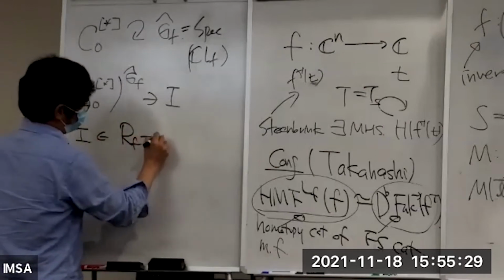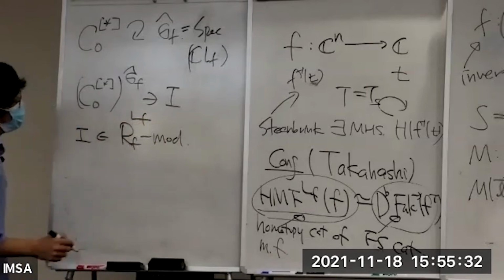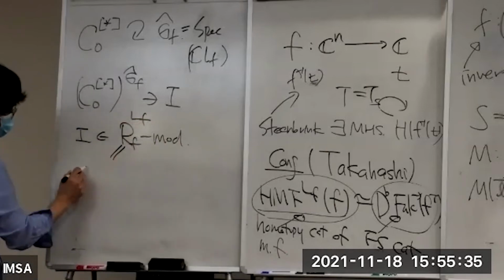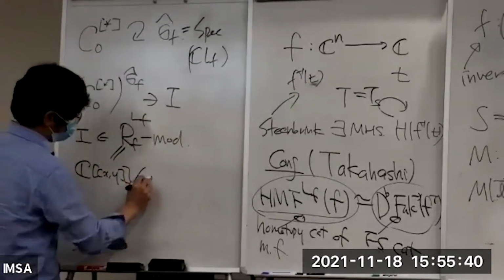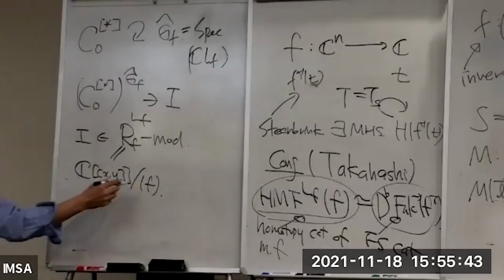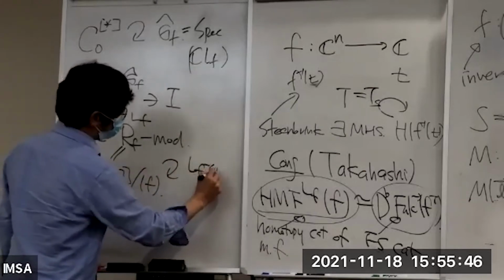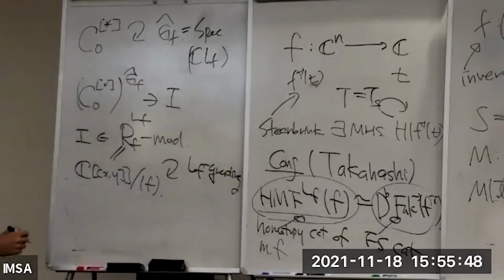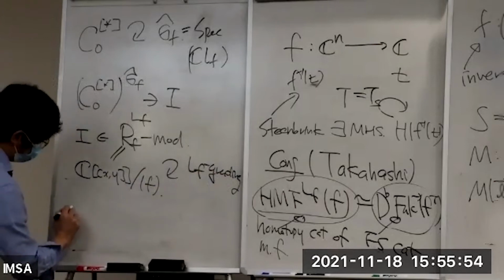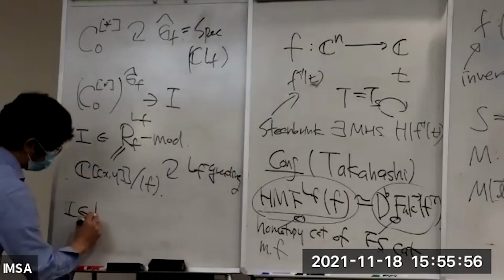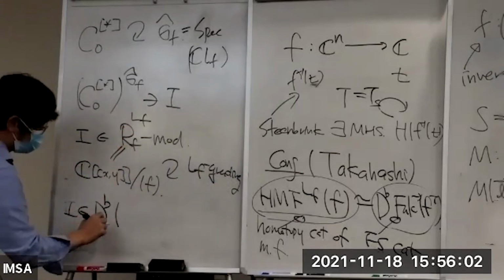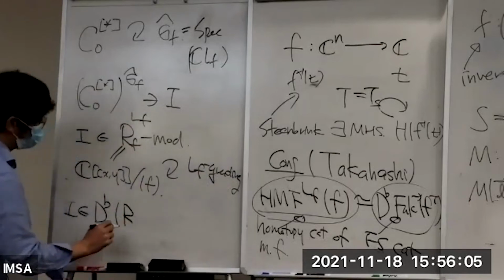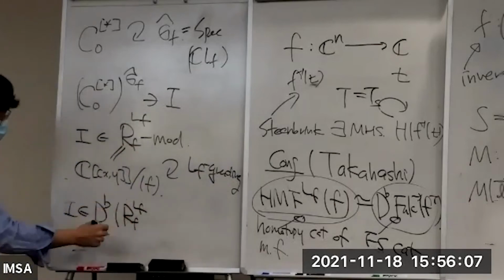So if I have the element here, then this is an object in this RF module, which is RF graded. So this RF is now involved in X1, and here is again this RF graded. So in any case, this ideal is this module, and because this is a module, I can consider the derived category of RF graded RF modules.